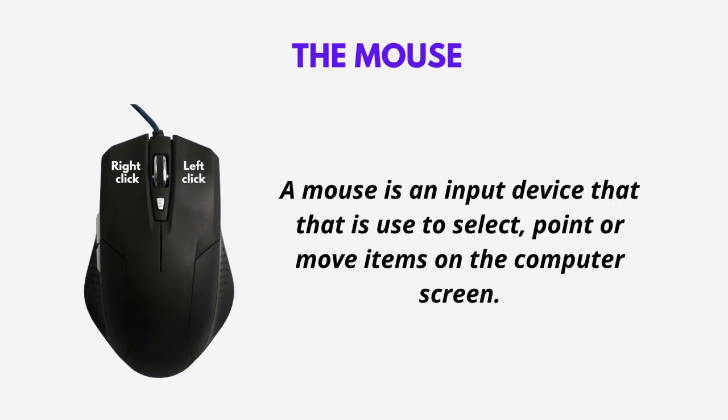Next we have the mouse, and on the mouse you can see that we have the right click and the left click. And a mouse is an input device that is used to select, point, and move items on the computer.